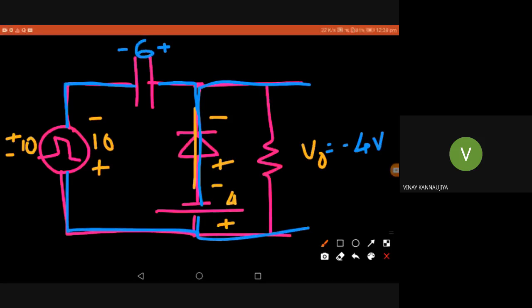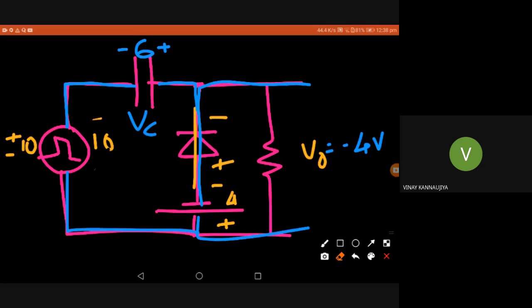Why minus on the left? Because my input is having more voltage than the VB, right? So we got VC in the negative cycle, and the output also, we got V0 equal to minus 4 volt. Now, having the VC, we analyze what is going to happen in the positive cycle.